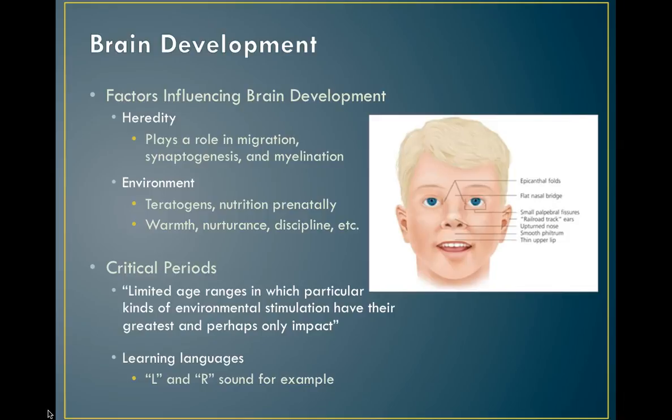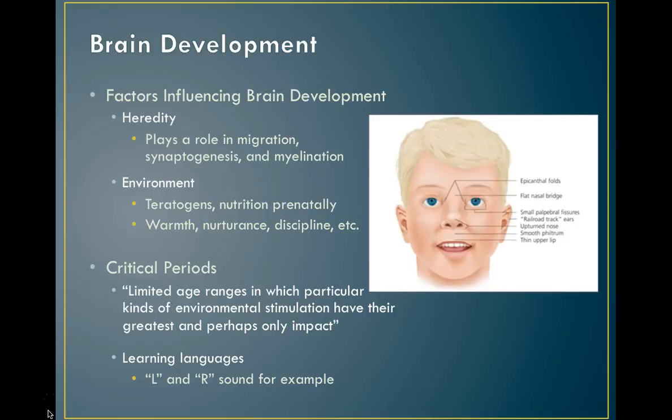So some factors that can influence brain development, things like heredity, your genetic composition obviously is going to play a big role here. And then in terms of the environment, things like teratogens, so that can be alcohol, for example, prenatally, and nutrition prenatally, all of those things are going to impact the child. So the diagram you have here is of a child who was exposed to alcohol prenatally. So this is a child who has fetal alcohol spectrum disorder.